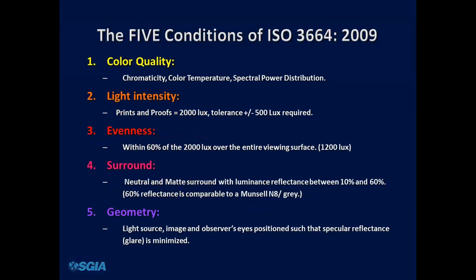Number 3 is evenness. So it's the evenness of that light that's being shown on the object that you will then observe. The surround is the surrounding of the light booth or the light wall. Does it affect the color? So it's important that that's defined and done the way the standard requires it. And then geometry. This is the angle at which the observer will see the light reflecting off the image, so that there's no glare, or you minimize the glare.